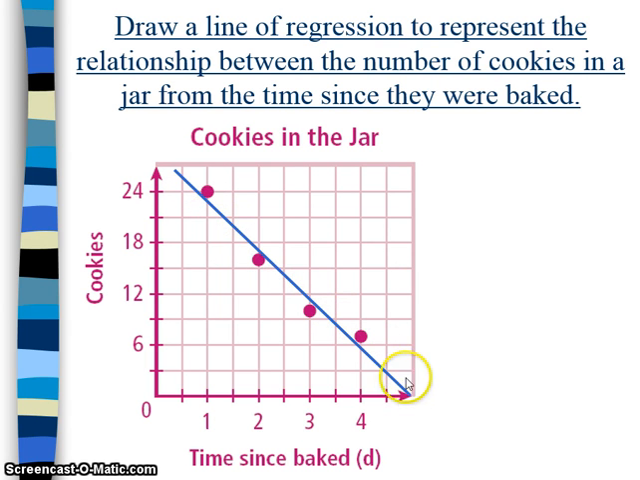Now, this line matches that downward trend of the relationship, and we also see that 2 of the dots are above the line and 2 of them are below the line. So it matches 50% above and 50% below, just as it needs to. So this is a line of regression that represents the general trend of this relationship.